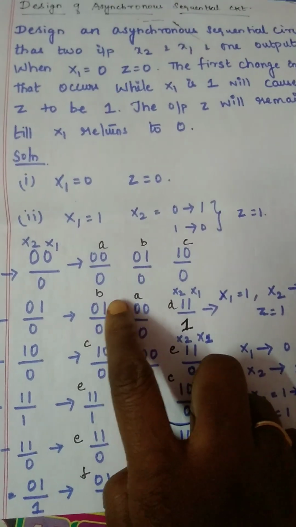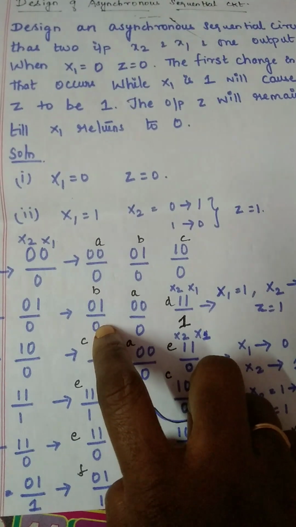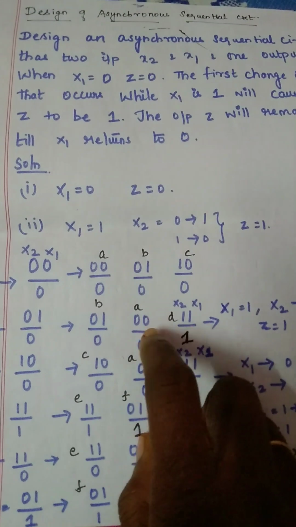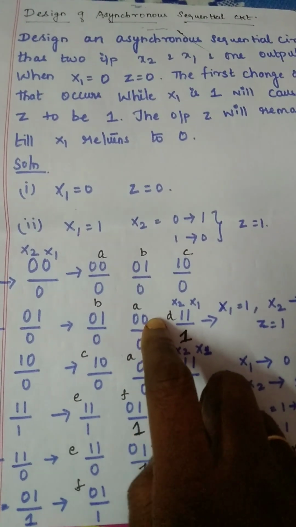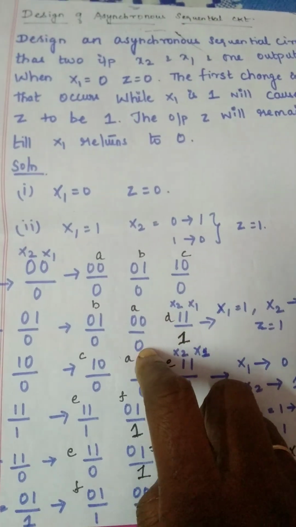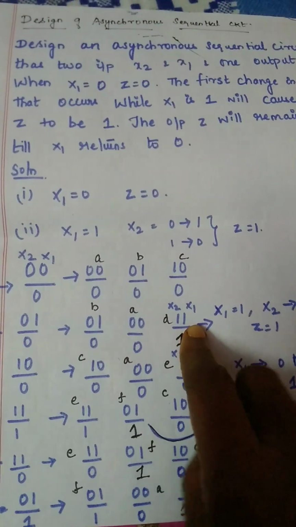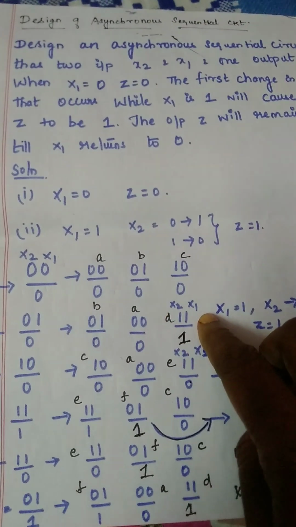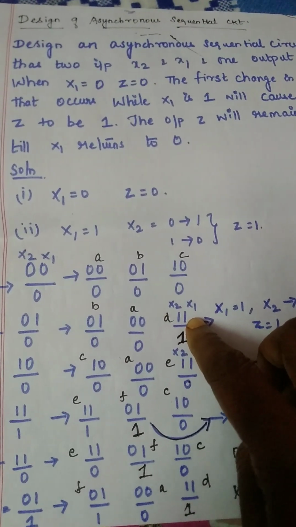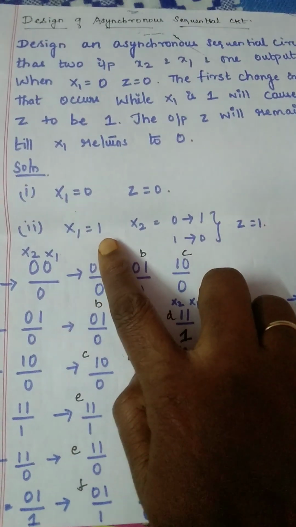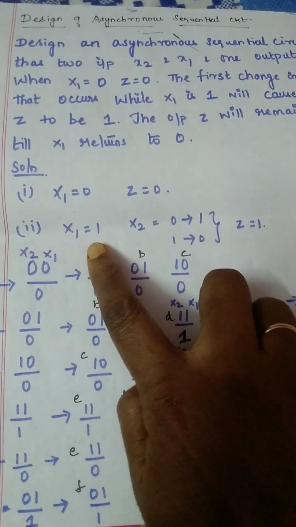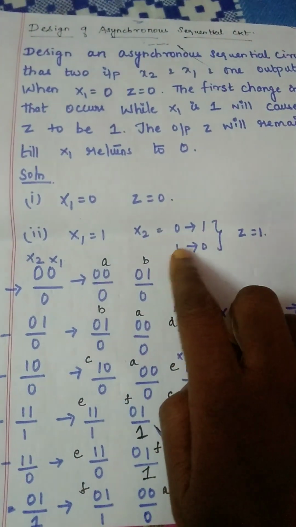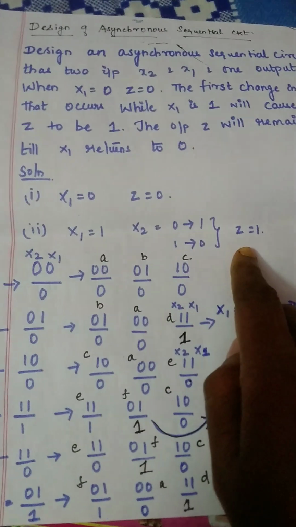So 0, 1 means your output is 0 in the same state. Then if you see the next state 0, 0, what is the output? We know the condition: if x1 is 0, your output is 0. Move to the next state, 1, 1 state. This is x2 and this is x1. Your x1 is 1. Whenever your x1 is 1, the x2 has to change from 0 to 1 or 1 to 0, then your output is 1.